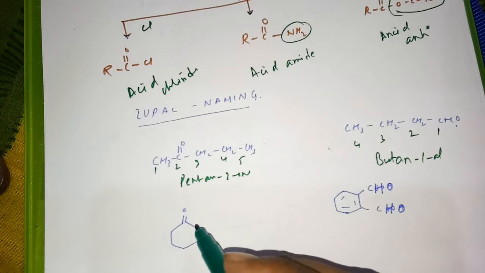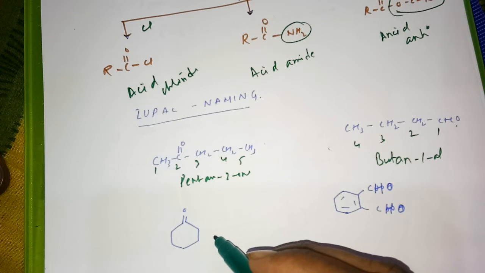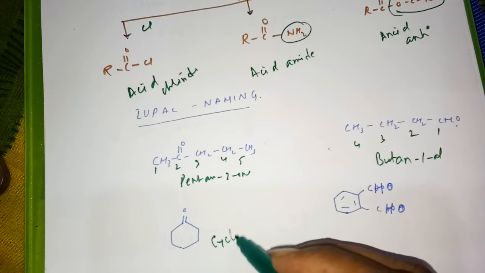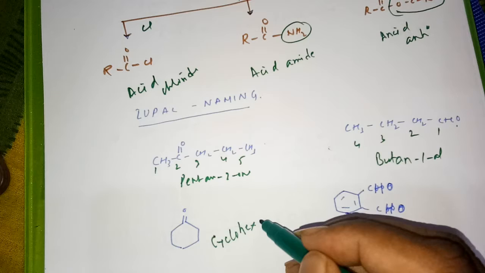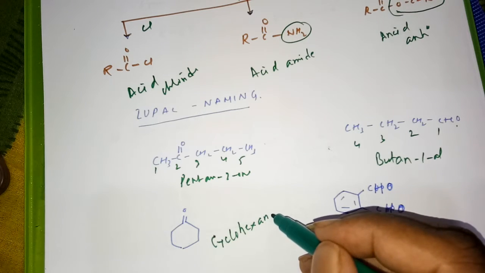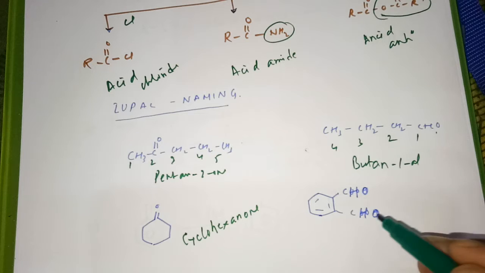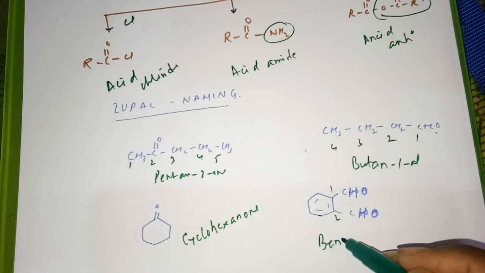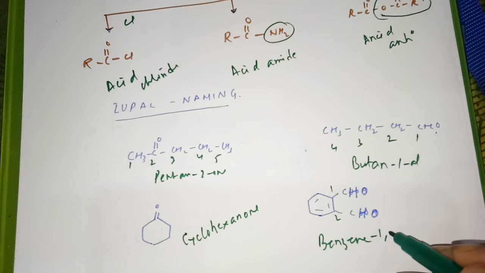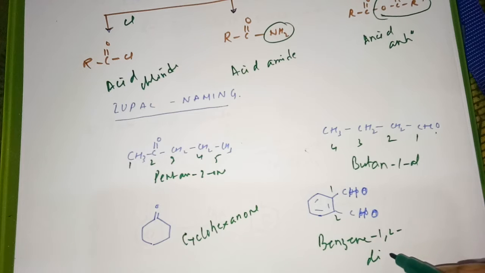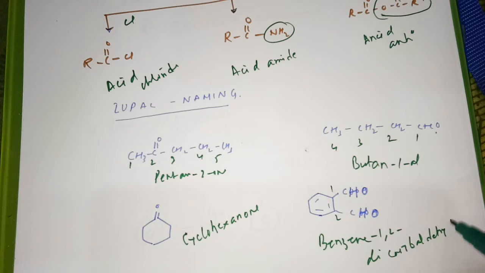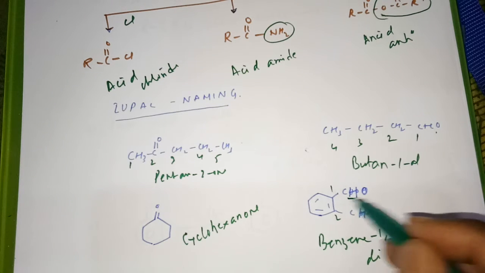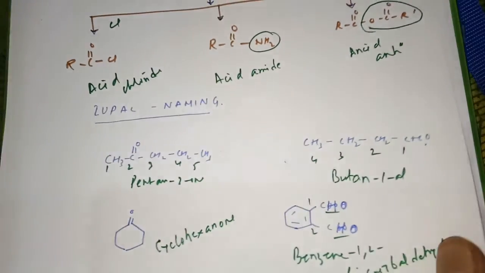Whereas if a cyclic ketone is there, that is cyclohexanone. If it is like that, then 1, 2, so it is benzene-1,2-dicarbaldehyde. So this one becomes carbaldehyde if the CHO group is there outside the ring. This is called carbaldehyde.